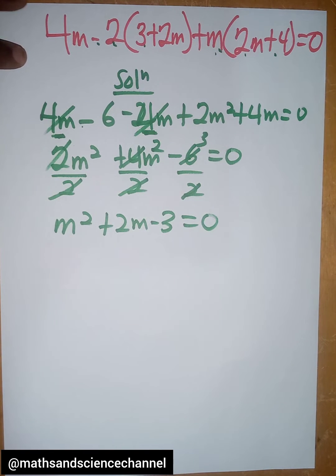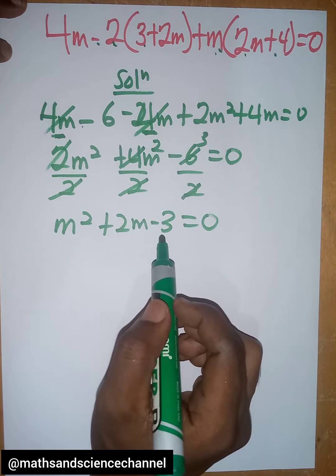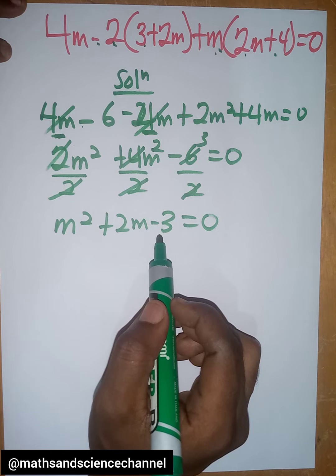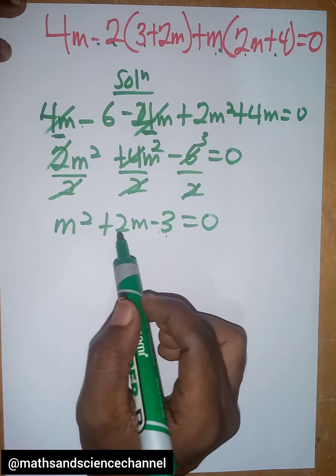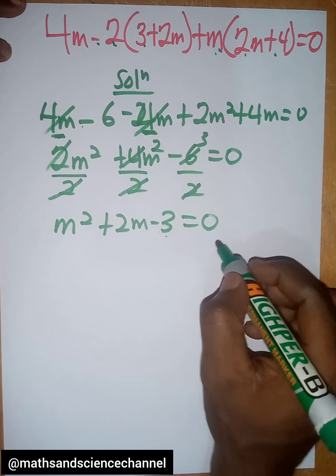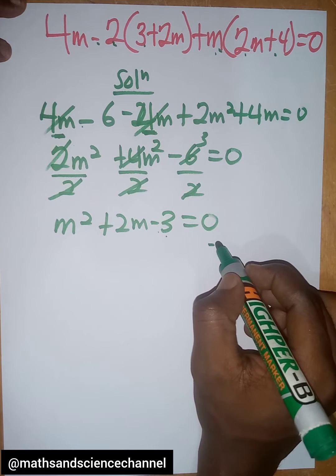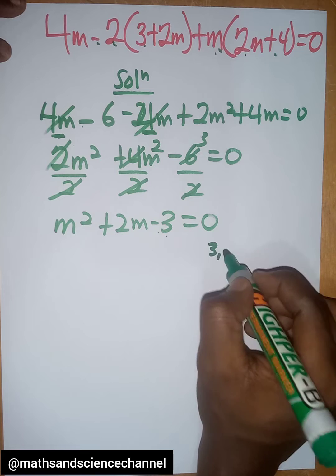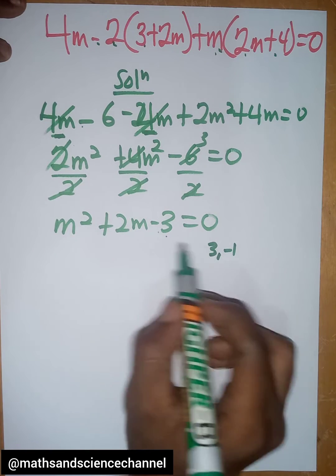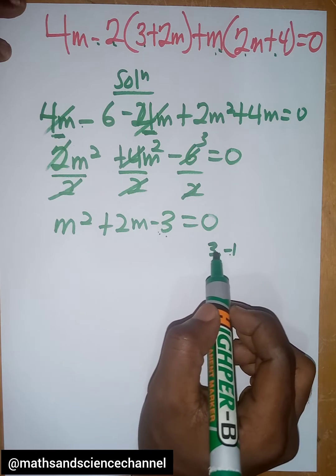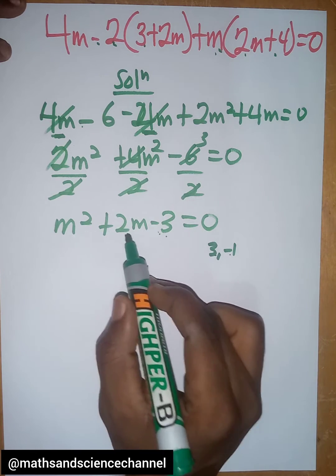Now how do we solve this? What we are going to do is find two numbers. When we multiply these two numbers, we should get negative 3. When we add these two numbers, we should get 2. So you can see that we can have 3 and negative 1, because when I multiply 3 times negative 1, I get negative 3. When I add them, I get positive 2.